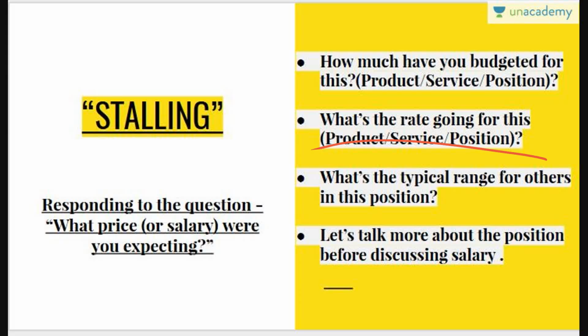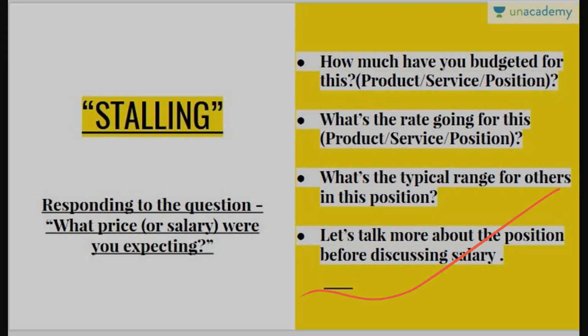Next is, what is the rate going for this product? So you want to know the prevailing rate, prevailing price, that what is the rate going on for this, so that you can tell a reasonable price accordingly. The next one is, what's the typical range for others in this position? Very easy, right? Who are the substitutes that you have for this job, other people who are working for the same job, what is the typical range? The last is, let's talk more about the position before discussing salary. So here you are not sure, you actually want to explore more and then tell the other person your expectations.